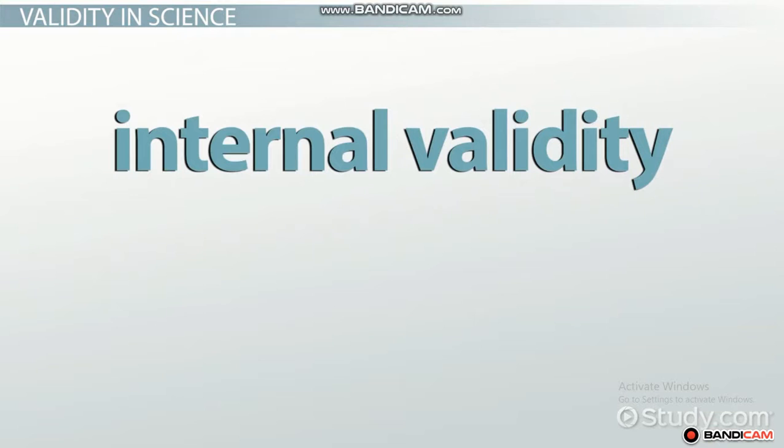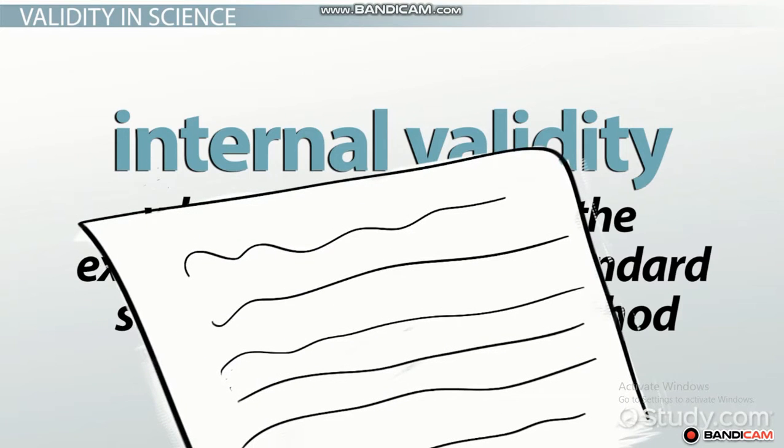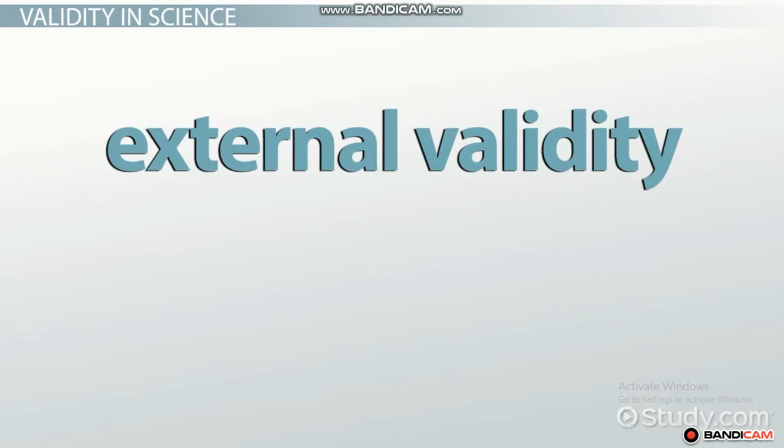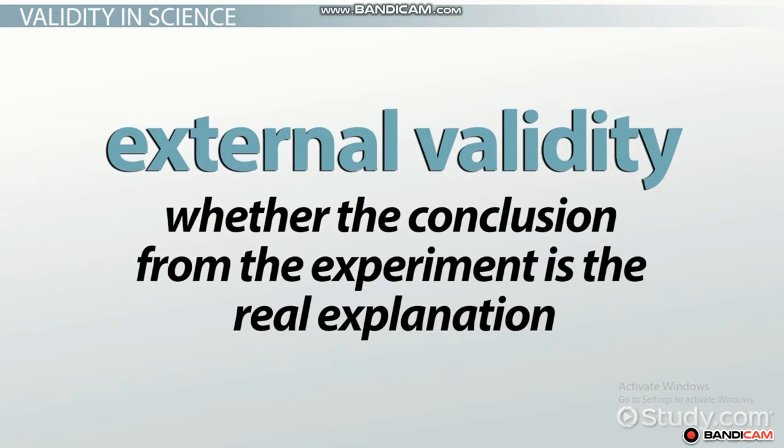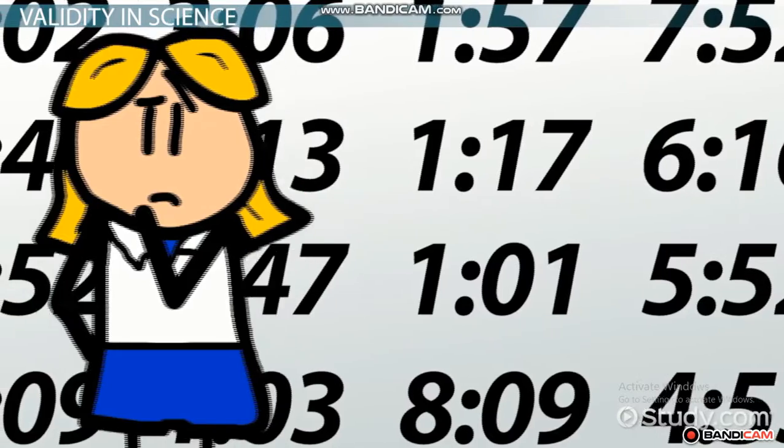Internal validity is about whether the design of the experiment follows the standard steps of the scientific method and whether the process followed by the experiment makes logical sense. External validity is about figuring out whether the conclusion from the experiment is the real explanation for the phenomenon in the wider world. It examines things like whether there might be an alternative explanation for the result.